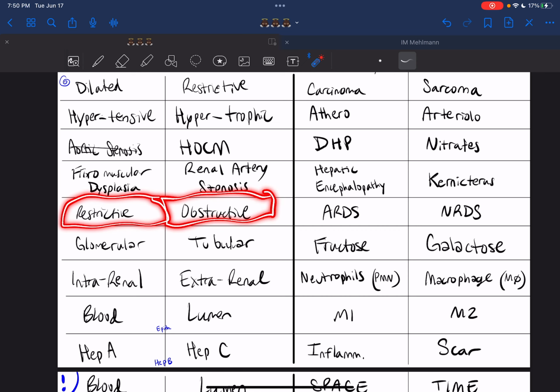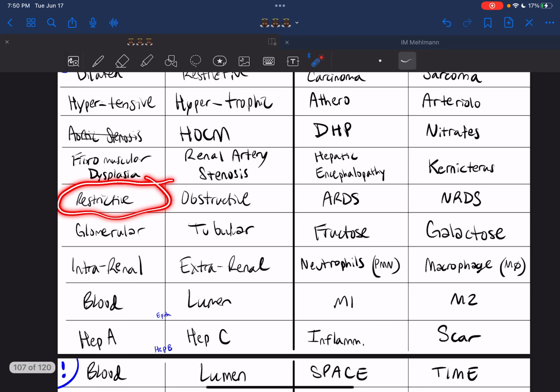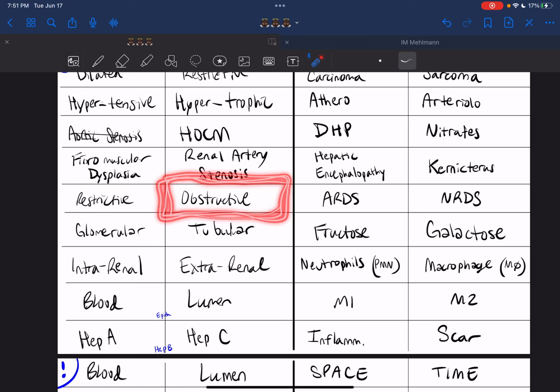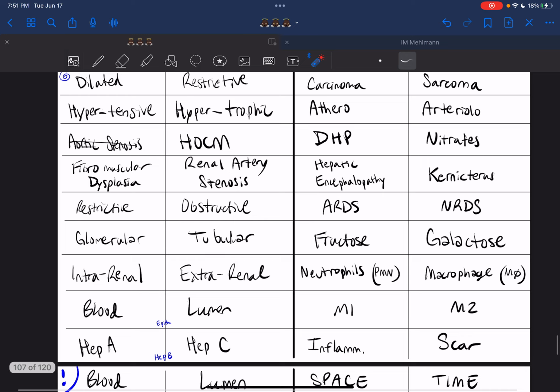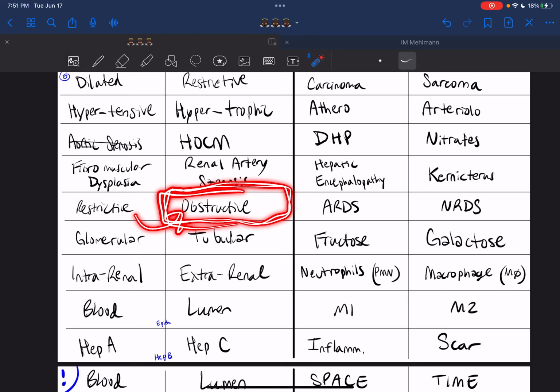Restrictive versus obstructive for pulm. All pulmonary diseases fall into one bucket or the other, restrictive or obstructive. That's also equals lungs versus airway. Lung problems versus airway problems. The lungs are restricted from expanding, or the airways are obstructed. So you have problems inhaling versus you have problems exhaling. And the only exception is emphysema, which is a lung problem, but it still falls in the obstructive category because it acts like an airway problem.